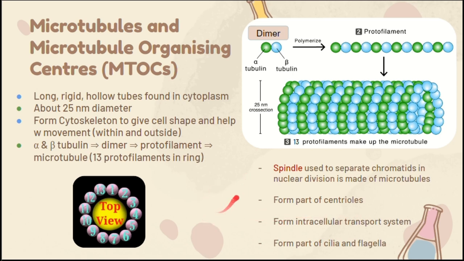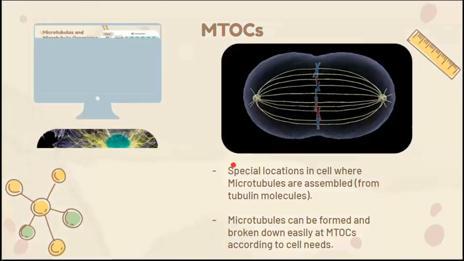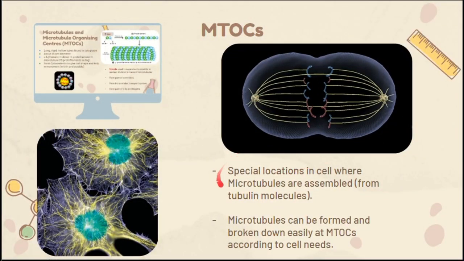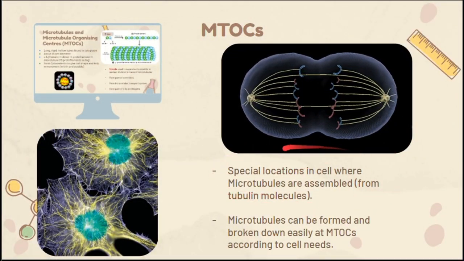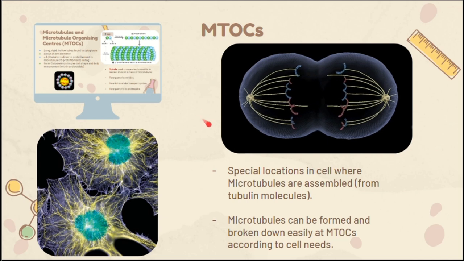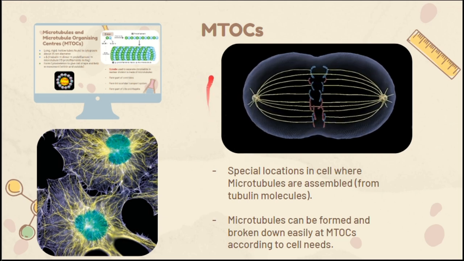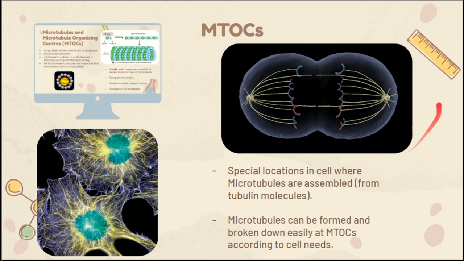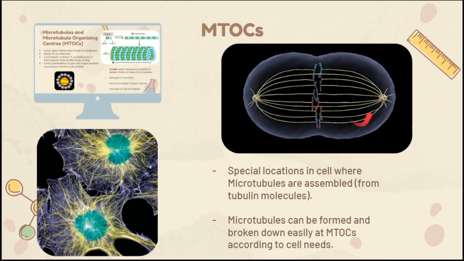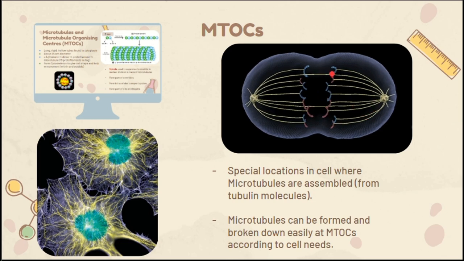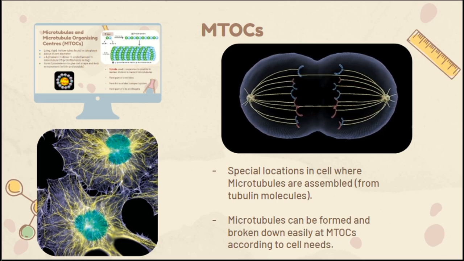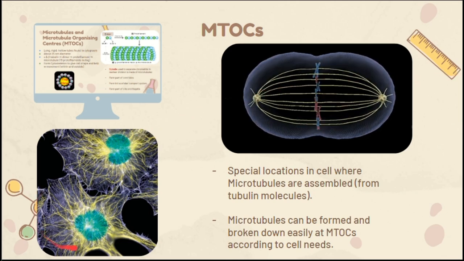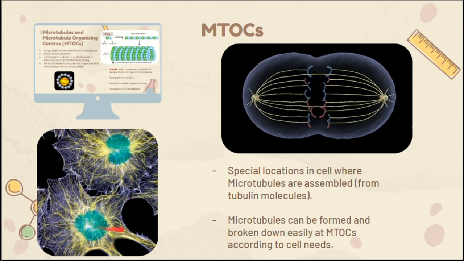That's microtubules. MTOCs, on the other hand, are the special locations in the cell where microtubules are assembled from tubulin molecules. We just need to know that the microtubules can be formed and broken down easily according to the cell's needs. For instance, let's say mitosis is occurring and the cell is going to need more spindles, these yellow strings. Then more spindles can be made and broken down until the process is finished. The yellow noodle lines in this image are just the microtubules, and you can see how they're pretty much spread out around the cell.